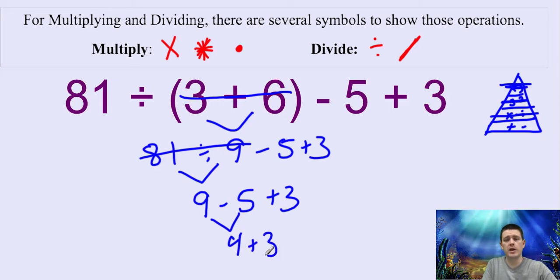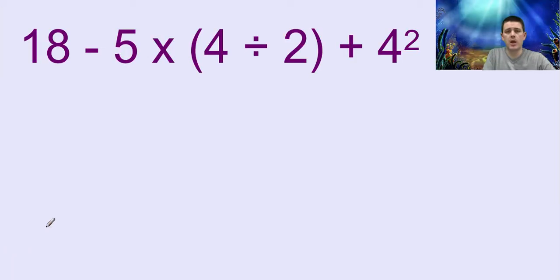Rewrite the rest of the problem, and then I'm left with my last step, in this case addition. 4 plus 3 is equal to 7. So that's using our order of operations. So let's try another one.